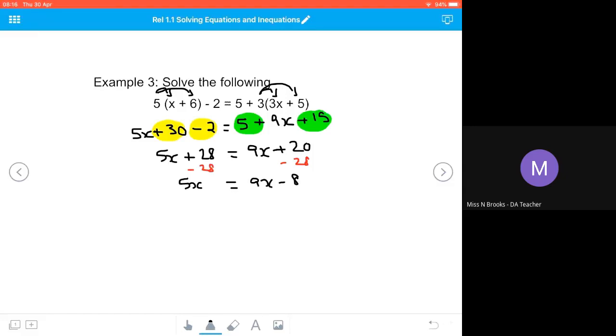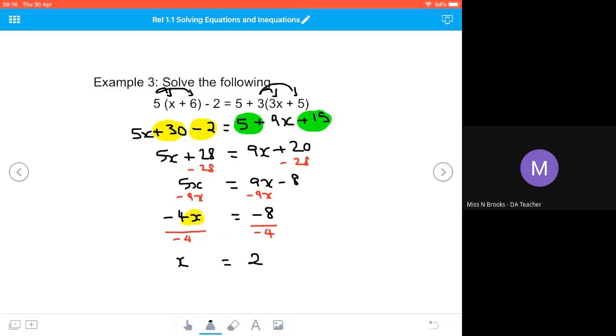Then we need to collect our variables onto the left-hand side. So we're going to do the inverse of plus 9x, which is take away 9x. So we're going to subtract 9x from both sides, and that leaves us with negative 4x = negative 8. Now we're trying to isolate that x term. So we're going to do the inverse of multiply by negative 4, because it needs to be a positive x term in order to be a valid solution. So we're going to divide both sides by negative 4. And that gives us a final solution of x = 2.